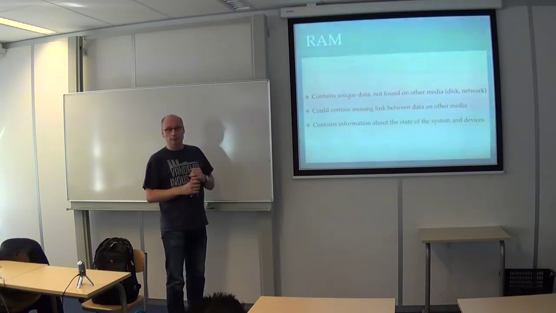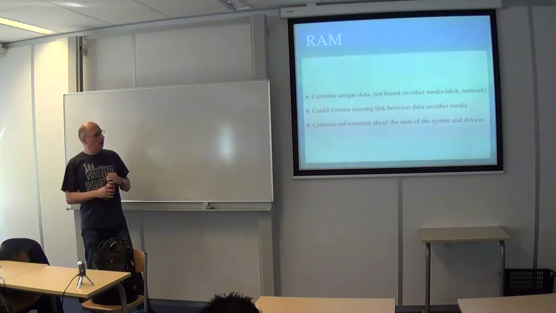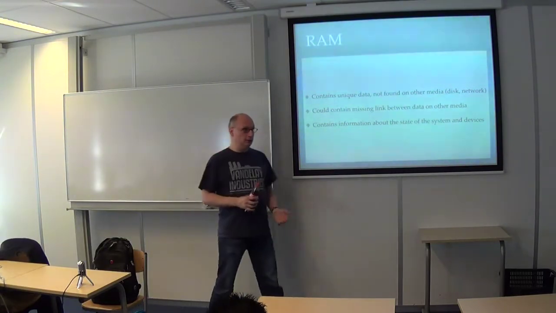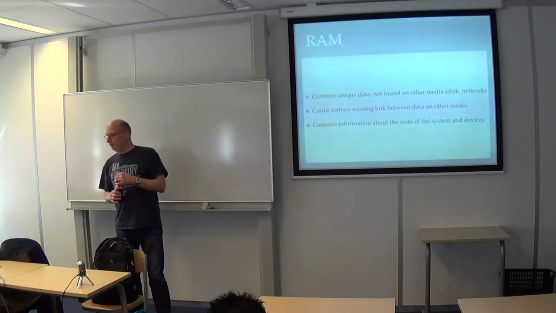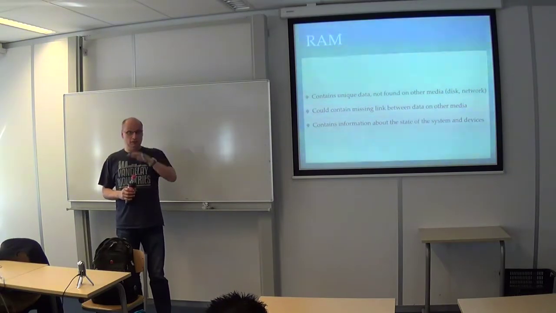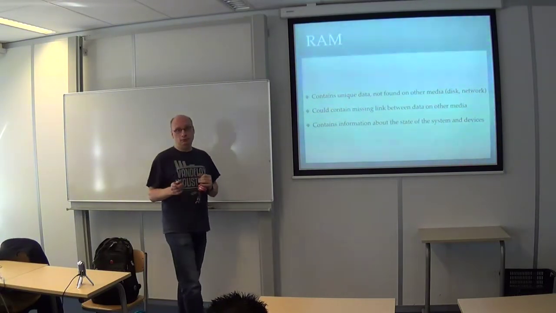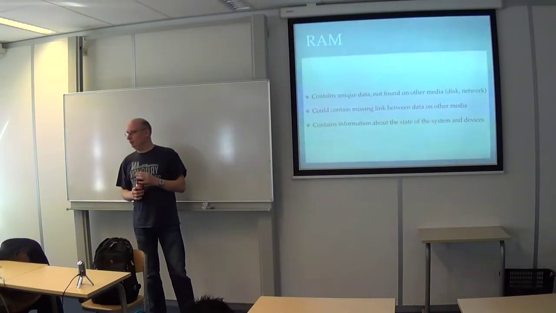In the RAM memory, we will find data that we cannot find on, for example, a disk or a network. So who can give me an example of data that would be available in the RAM, in the memory, but which would not be available on a disk, or you wouldn't be able to sniff from the network?